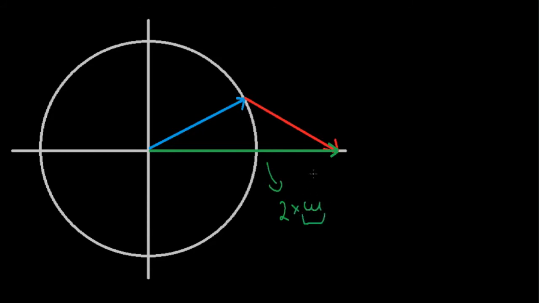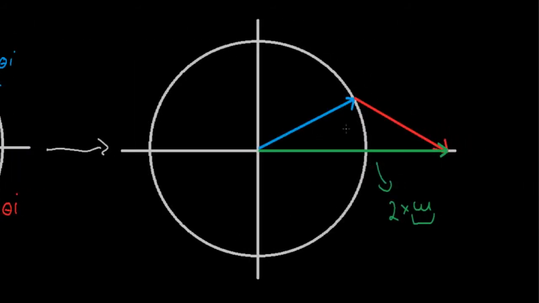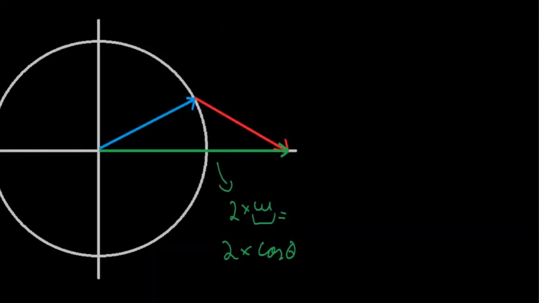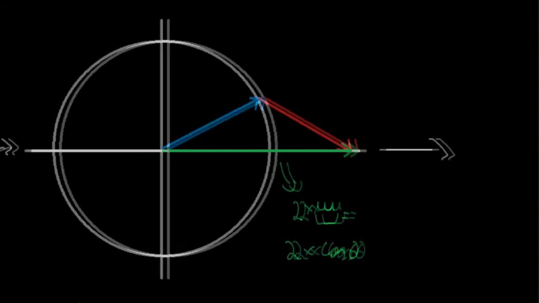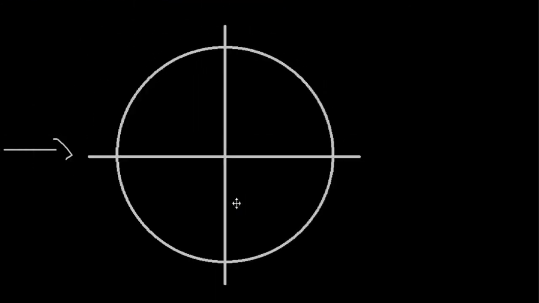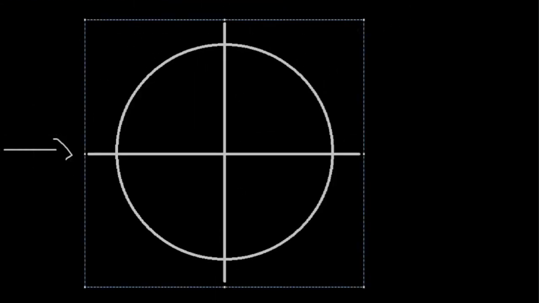But what's the original width? Well, we know that it's just going to be the width of this blue vector. But since it's a point in the unit circle, that's just going to be twice the cosine of whatever that original angle is. And so, if we want to find the value of the cosine of the original angle, all we need to do here is simply scale that vector down by a half.